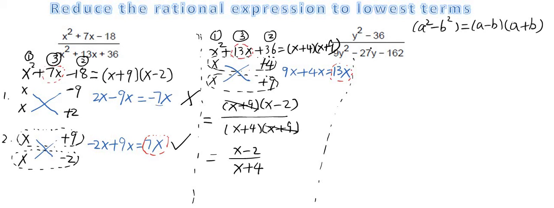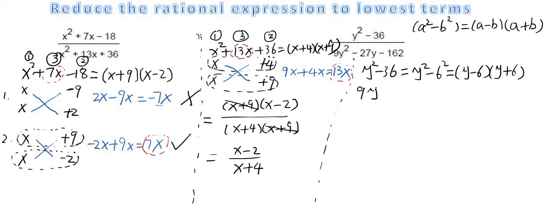Now let's look at this expression. In the numerator, we have y squared minus 36, and we can tell 36 can be written as 6 squared, so we have y squared minus 6 squared. That's the difference of two squares. So we follow this formula: y minus 6 times y plus 6. For the denominator, we follow the same structure.